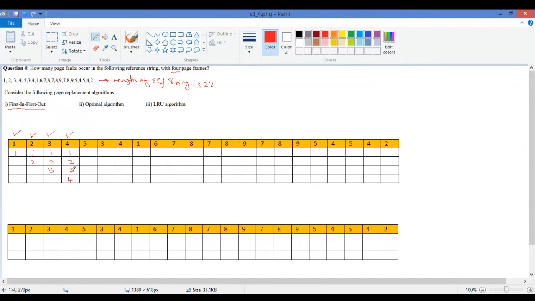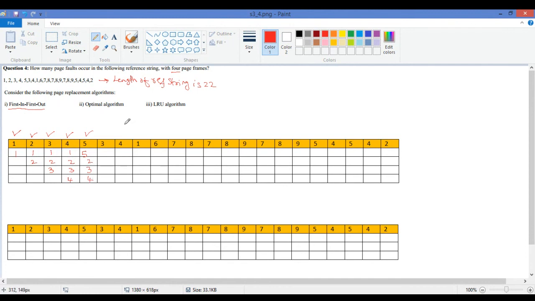Up to here there is no problem, but the problem comes when page 5 comes. 5 is not here, so it is a page fault. But I don't have any 5th frame where I can write 5. I have only 4 frames, so I have to select one page as a candidate for replacement. According to first in first out, tell me who came first. 1 came first, so 1 is the candidate for replacement. So 1 will be removed. Instead of 1, I put 5, and the remaining are 2, 3, 4.